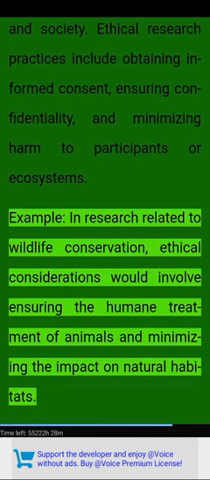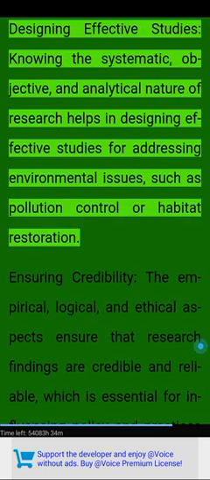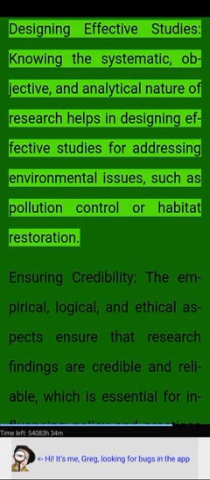Example, in research related to wildlife conservation, ethical considerations would involve ensuring the humane treatment of animals and minimizing the impact on natural habitats. Importance of these characteristics in UGC NET JRF Environmental Science. Understanding these research characteristics is crucial for several reasons. Designing effective studies. Knowing the systematic, objective, and analytical nature of research helps in designing effective studies for addressing environmental issues, such as pollution control or habitat restoration.